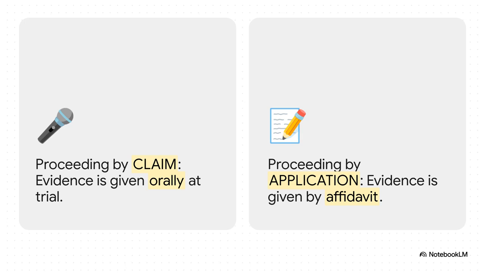If the case began with a claim, the default setting is that your witnesses get in the box and give their evidence orally. But if it started with an application, the evidence is usually given on paper through an affidavit. So just burn this into your memory. Claim is oral, application is affidavit. That's your starting point under Rule 390.